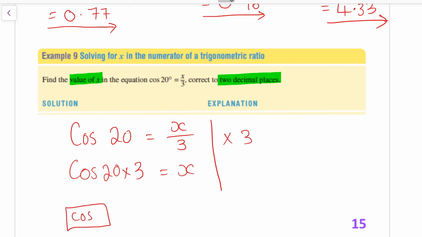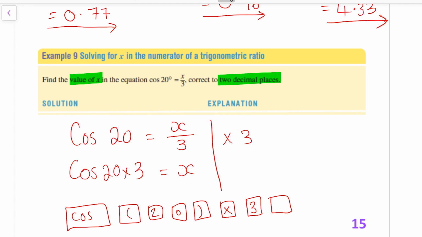Press cos. And if a bracket appears, you need to make sure you close the bracket after the 20. So if a bracket opens, after the 20 you need to close that bracket and then do the timesing of 3 and press equals.